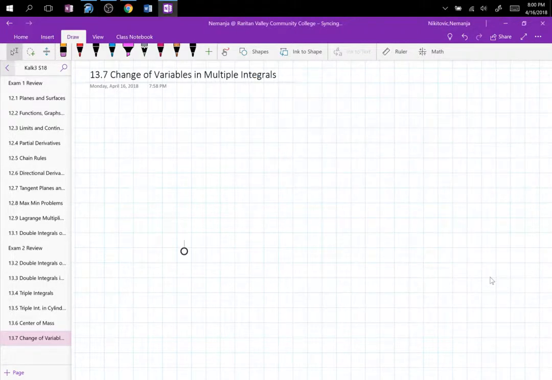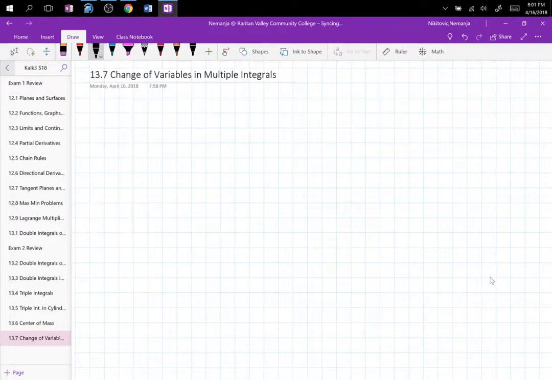Hello and welcome back to Calculus 3. This is section 13.7, change of variables in multiple integrals, part 1. The goal for this first part is to learn how to transform the region. Now, what does that mean? Well, before we dive into the whole thing, let's do the change of variables in one-variable problems.